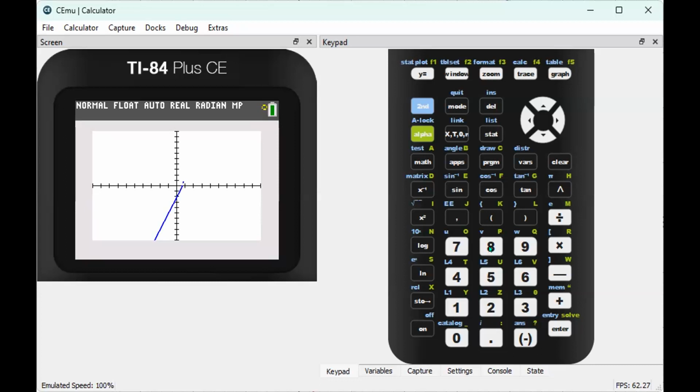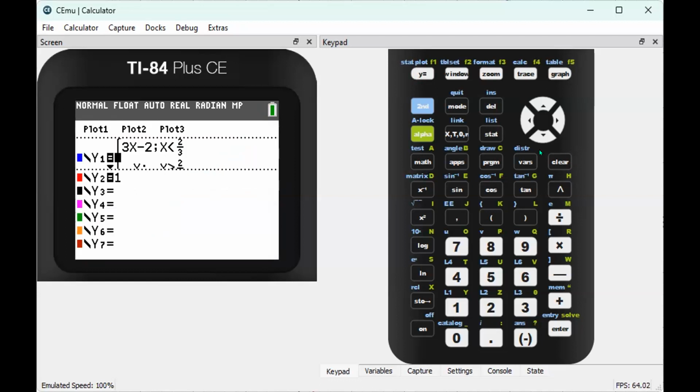Let's see what happens. Now you can see the graph. Can you see it? Okay. Good. So that's the graph. Okay, I have y equals 1. I clear this. I don't want y equals 1.